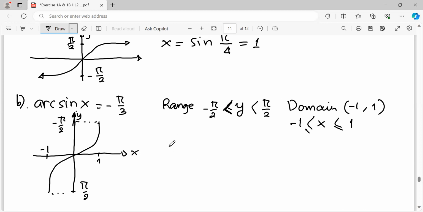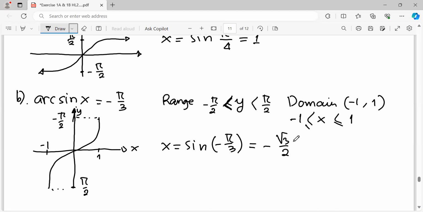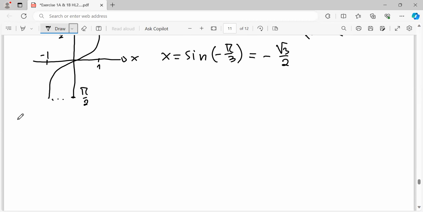So now we determine x. This is in the range, so x equals sine minus pi third. Well, I check on my calculator first. Minus root 3 half.